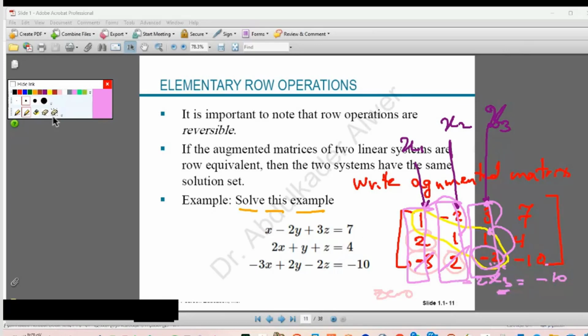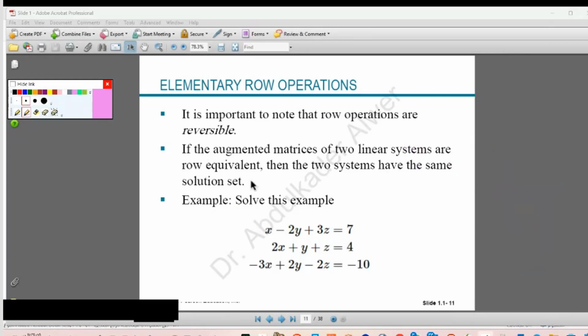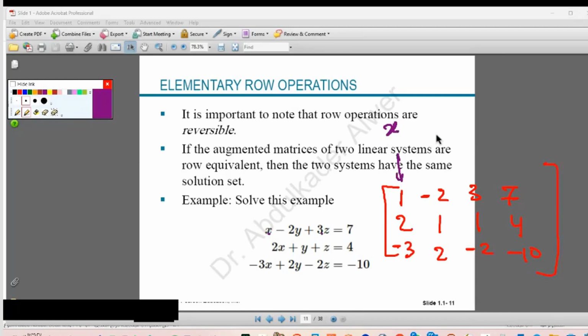Let's clear everything and rewrite the formula again. Here, I will rewrite the augmented matrix. Excuse me, keep with me. 1, minus 2, 3, 7. I guess now this is easy. 2, 1, 1, 4; minus 3, 2, minus 2, minus 10. Here I have x, y, z, or x1, x2, x3.